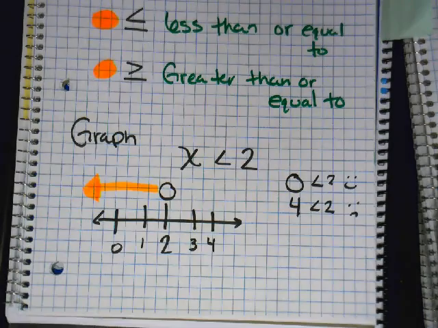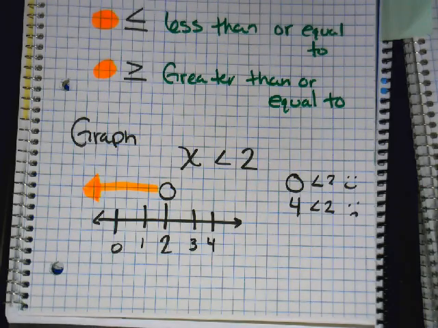Good. What does shading mean? Shading means that all of these numbers, all to the left, and I can keep going until negative infinity, are possible solutions for this inequality. There is no one answer. X is not equal to 5. No, X is all the numbers less than 2.